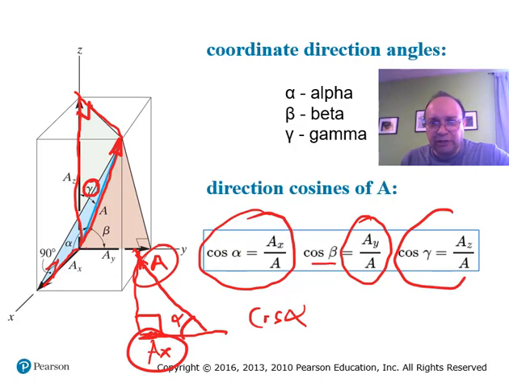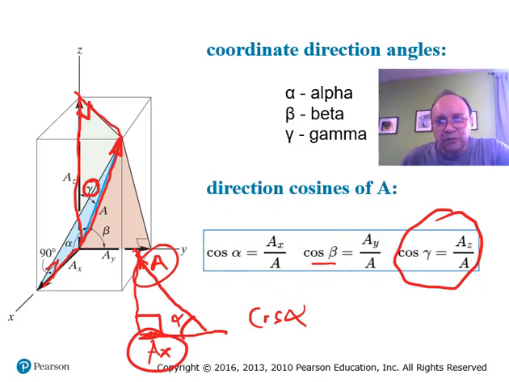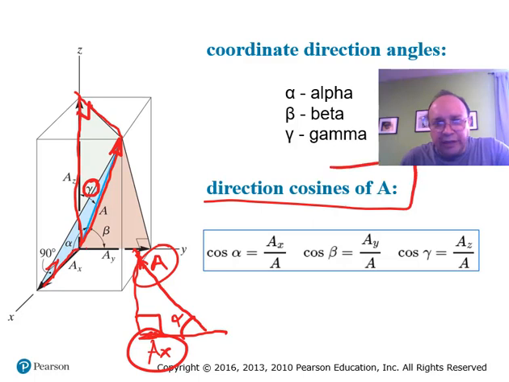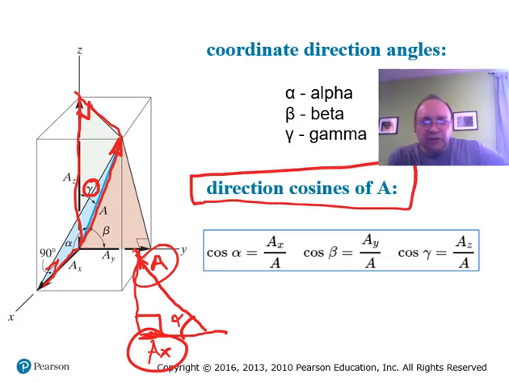So that's this expression here. All right. Those three cosines, the cosine of those three angles, are called the direction cosines of the vector A. The direction cosines of a vector are the cosines of the angles that this vector makes with respect to each one of the axes. And those cosines are equal to the component with respect to that axis divided by the total magnitude of the vector.